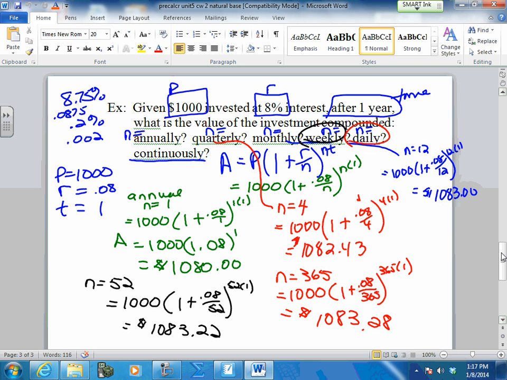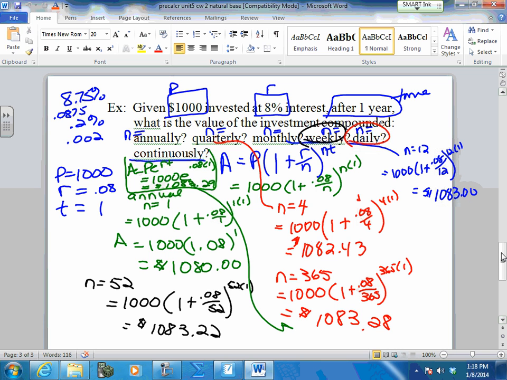And then the last one is continuously. Now, continuously has its own formula, PERT. We call it PERT. So we still invest 1,000. We use the e for the natural base. Our rate is 0.08, and our time is 1. It's a little bit of a different setup than the rest. So we plug that into your calculator, and we get 1,083.29. So you can kind of see that that's a little bit better than my daily.